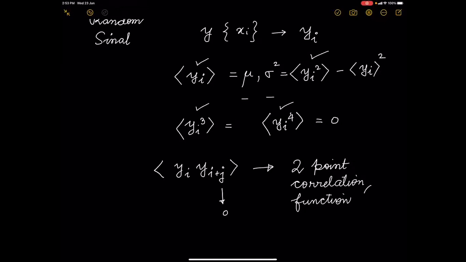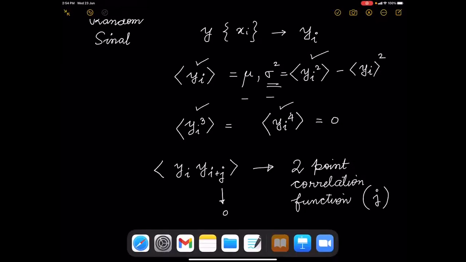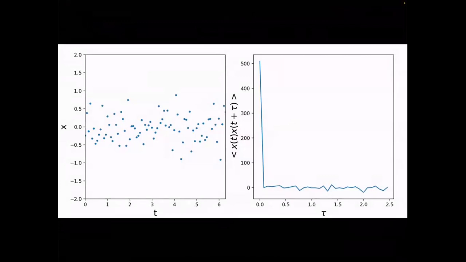So this function is a function of j, right? If I measure it at j equals 0, what will that give me? It will be yi square, right? And yi square will give me back my sigma square, if you subtract the mean. So that's what I see here: at j equals 0, and in this case j is tau in this plot, you get a certain value. And after that, there is no correlation. That's why the autocorrelation function is 0.